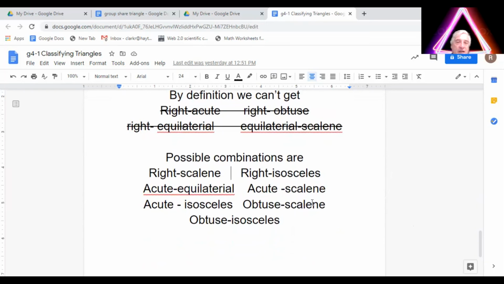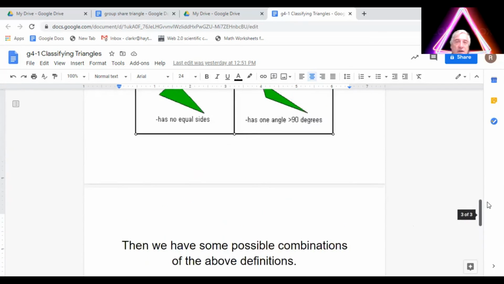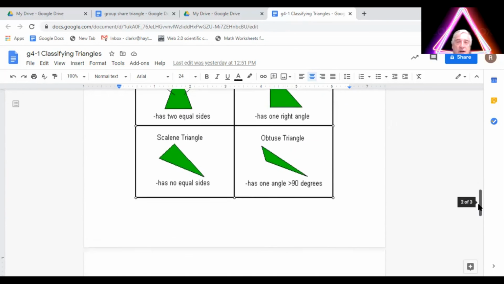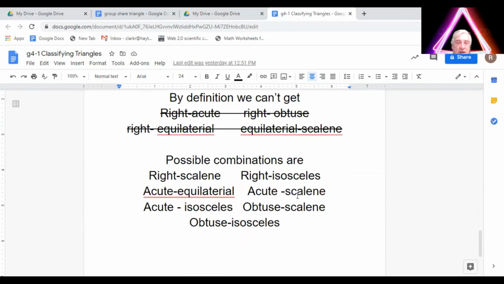An obtuse scalene triangle. You can have a triangle up here that is obtuse, and obviously this side, and this side are all different lengths. So we call that scalene. So you could have an obtuse scalene. Could you have obtuse isosceles? Yeah, an angle bigger than 90 at the top and both sides equal, just like the length of my hands are equal. That would be what the triangle looks like.